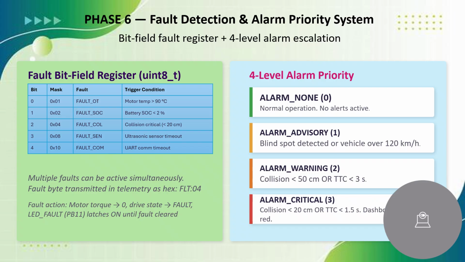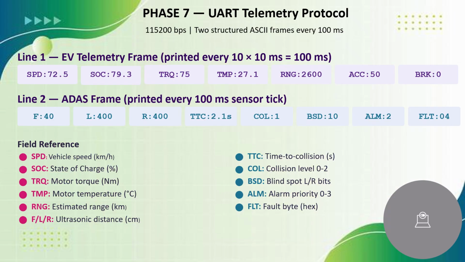When we come to slide number 8, the telemetry protocol. In line number 1, the electric vehicle telemetry frame is printed every 10 times 10 milliseconds, which equals 100 milliseconds. In line number 2, the ADAS frame, advanced driver assistance system, is printed every 100 milliseconds sensor tick. In the field reference: SPD vehicle speed, SOC state of charge, TRQ motor torque, TMP motor temperature, RNG estimated range, and front, left, right are the ultrasonic distances.